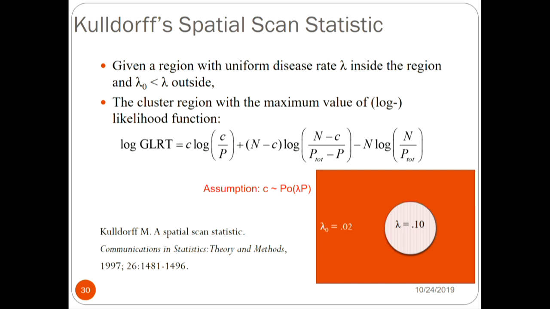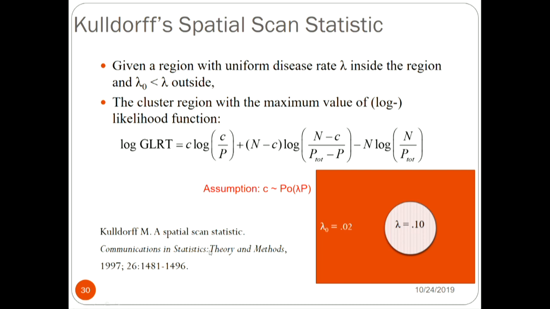Here usually lambda is the disease rate. So under the null hypothesis, lambda is equal inside and outside of the circle. Lambda is supposed to be the same inside and outside of the circle. And under the alternative hypothesis, lambda is higher inside of the circle, which means in the testing area we have a higher lambda value.